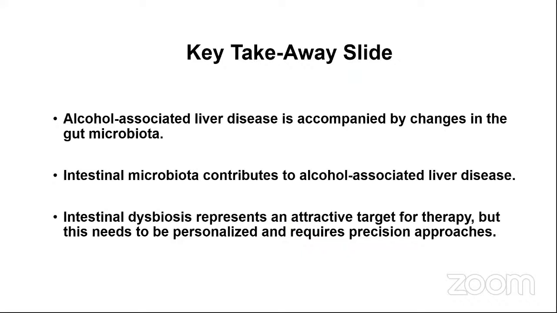So this is my key takeaway slide. Alcohol-associated liver disease is accompanied by changes in the gut microbiota. Intestinal microbiota contributes to alcohol-associated liver disease. And hopefully I've been able to convince you that intestinal dysbiosis represents an attractive target for therapy, but this needs to be personalized and requires precision approaches.